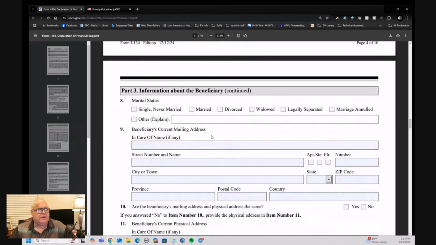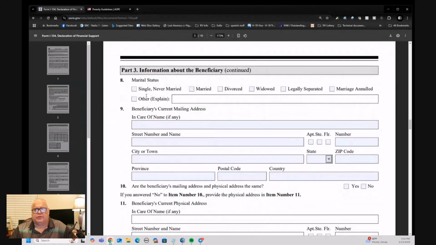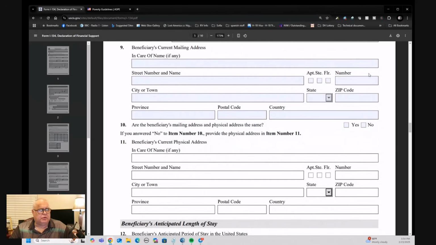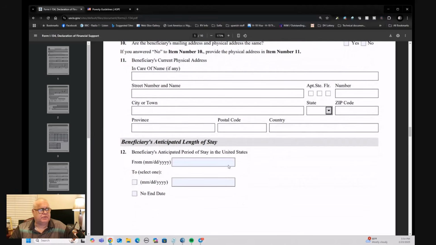Okay. Then other information about the beneficiary. They want to know the marital status of the beneficiary. Be careful with that. Make sure it is accurate, right? You may know that person to be single now, but were they previously married, therefore divorced? Okay. Check with the beneficiary and make sure that you absolutely know. Okay. Beneficiary's current mailing address, that's their mailing address in the country where they live now. You put all of that information in there. And again, another question about is the mailing address the same as the current physical address? And if not, there's another space where you can put the physical address. Okay, same as before.